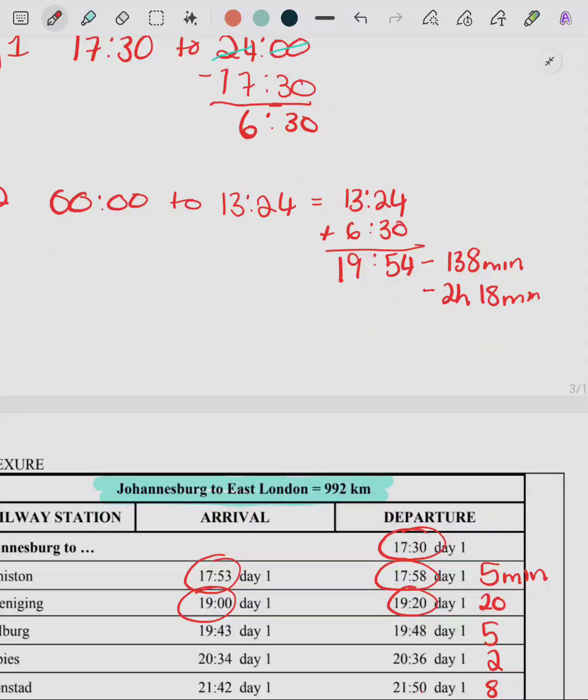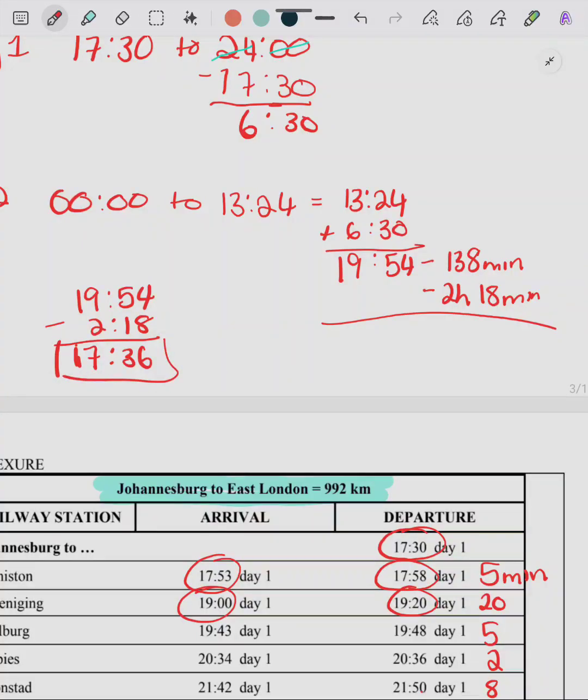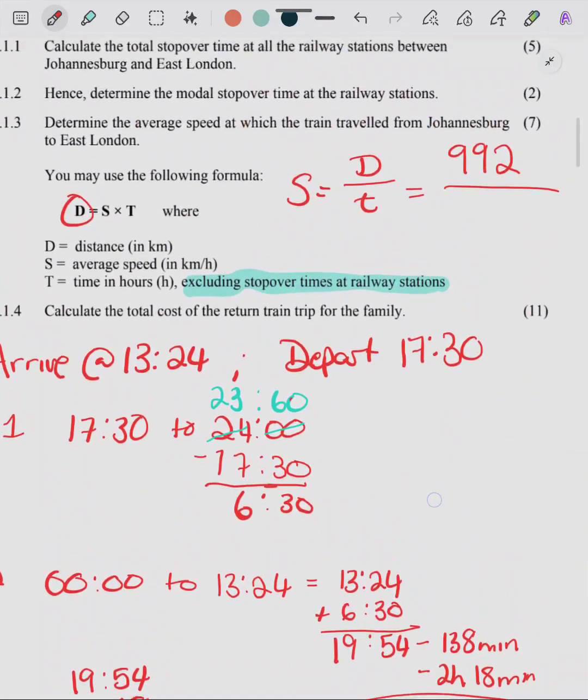So when I say 19 hours and 54 minus 2 hours and 18, I'm going to get to 17 hours. And that's just a column calculation, by the way. If you're not seeing what I'm doing, I'll do it here: 1954 minus 218 leaves me with 36 minutes, 17 hours. So this is actually my travel time, and this is the time I'm going to need to use in my formula. But I'm still sitting with a little bit of a problem. I can write here 17 hours and 36 minutes.